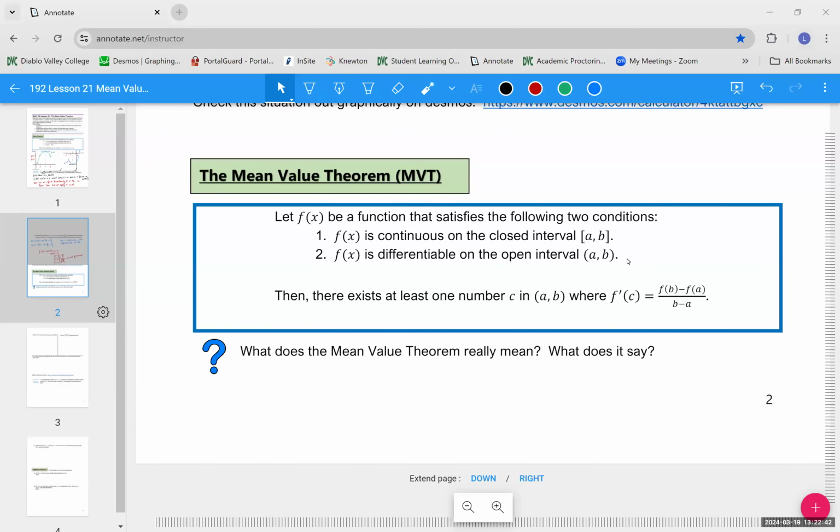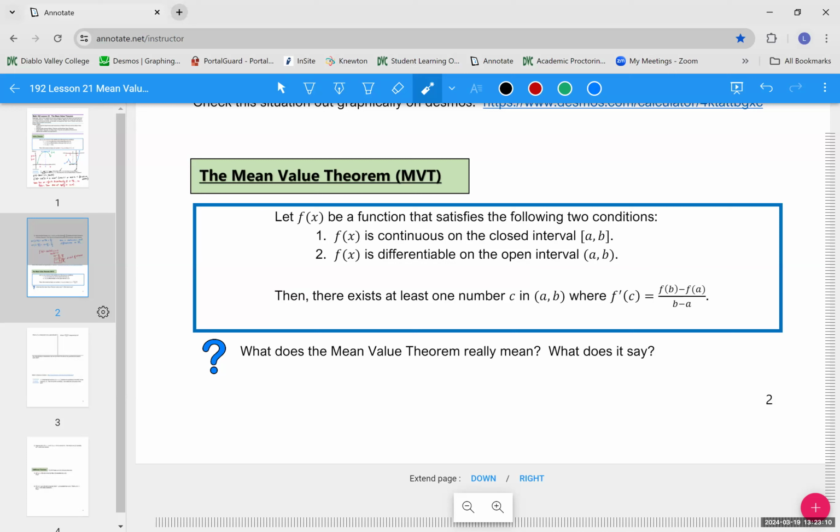So now we're going to talk about the actual mean value theorem. And this theorem is similar to Rolle's, but it has one less condition and the conclusion is just a little bit different. So now we're talking about a function f that has two conditions instead of three. So it's continuous on the closed interval and differentiable on the open interval. So we've lost that condition that the two endpoints have to be equal to each other.